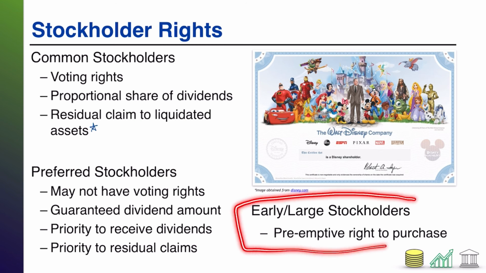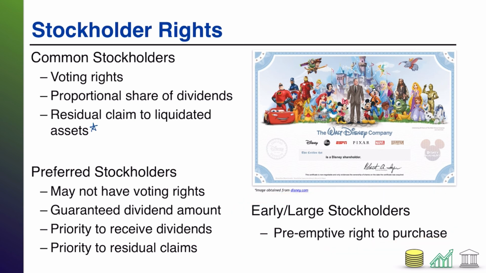There are also some other rights that may be granted because you were either an early stockholder, you bought into the company in its infancy, or because you're a very large stockholder. In other words, you have a lot of influence there. And those are typically preemptive rights to purchase. Basically, what these are is, should the company decide to go back to investors at a later date and raise more money, if you're an early stockholder or a large stockholder, you probably have the right to purchase first. So in other words, before your stake gets diluted, you could choose to buy enough to maintain the stake you currently have in the company before it goes out to the general public.